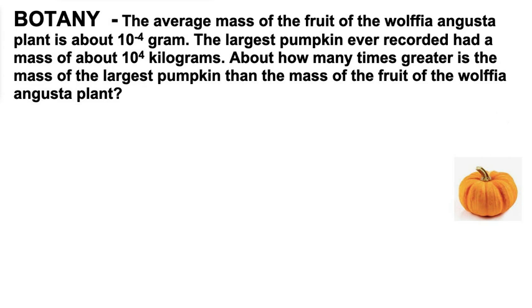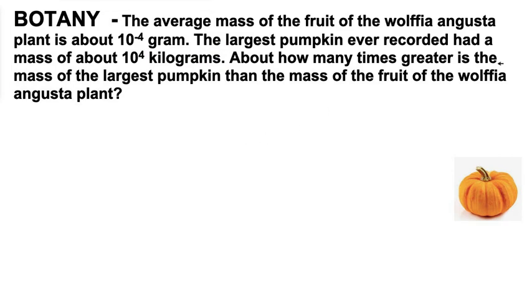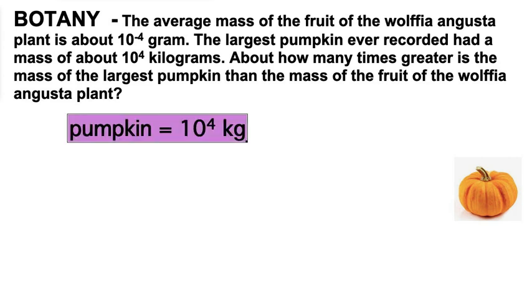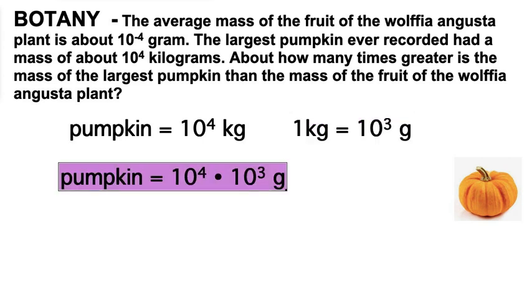Well, be careful here because first off, they use the word kilo there. So you've got to keep track. I like this problem because you get a little bit of extra stuff there. The largest pumpkin is 10 to the fourth kilograms. You first have to convert it to grams, because 1 kilogram is 1,000 or 10 to the third grams. Therefore, the pumpkin is 10 to the fourth times 10 to the third, right? You remember that? That's 10 to the 4 plus 3, or 10 to the 7th power. That's how many grams that pumpkin is.